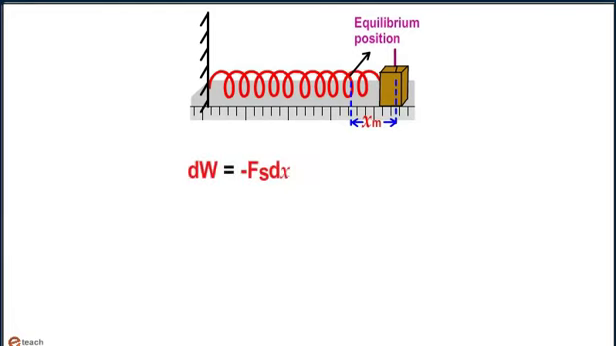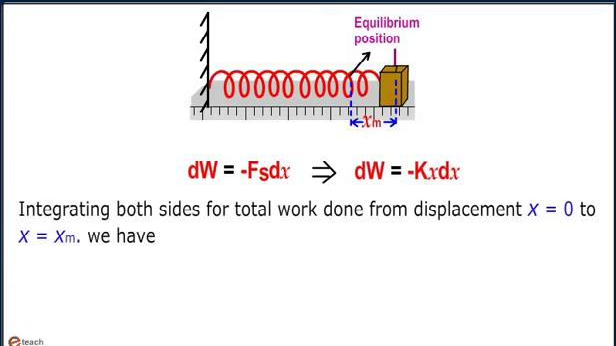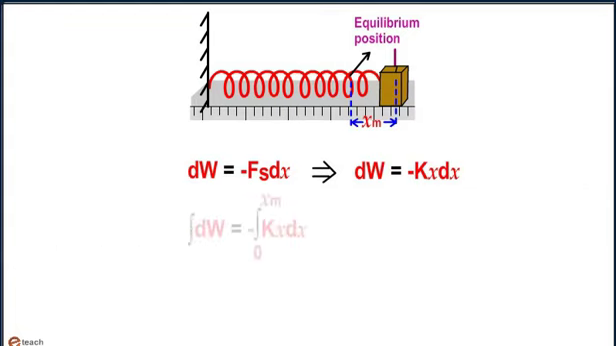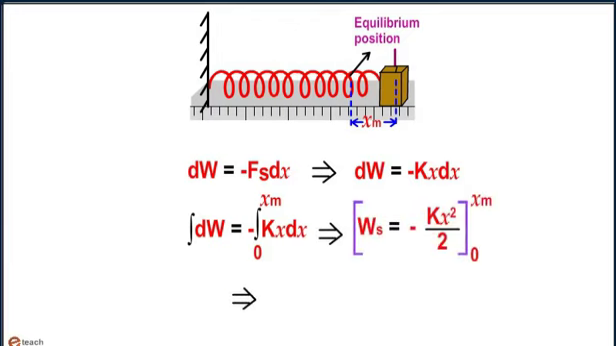Now, let us consider a block stretched outward with maximum displacement xm. Then work done by spring force dW equals minus Fs dx, that is, dW equals minus kx dx. Integrating both sides for total work done from displacement x equals 0 to x equals xm, we have integration of dW equals minus integration from 0 to xm of kx dx. This implies Ws equals minus k x square by 2 from 0 to xm. Substituting the values in this equation, we get Ws equals minus half k xm square.